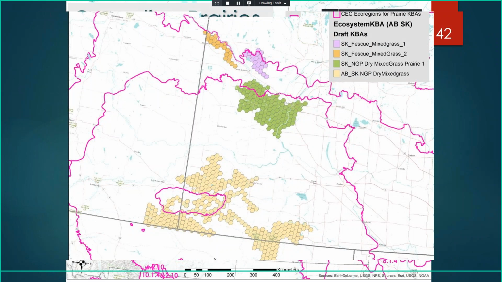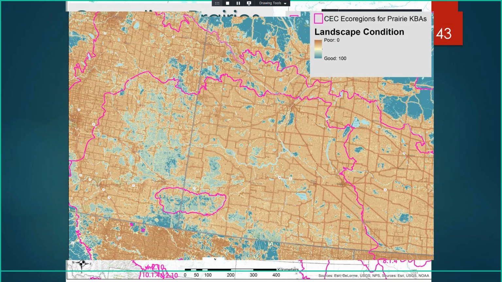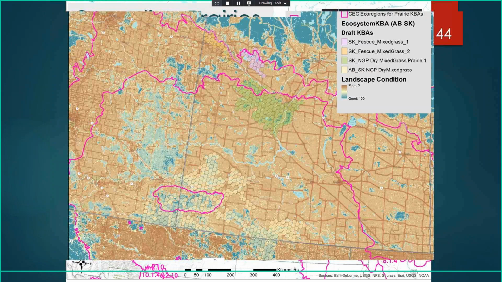And so just to zoom in on this a little bit more, let's take a look at some of what's underlying these as we worked our way through this, and we had that landscape condition model that helped us understand that. Here's the overlay of these selected hexagons and what they would represent within this geography.